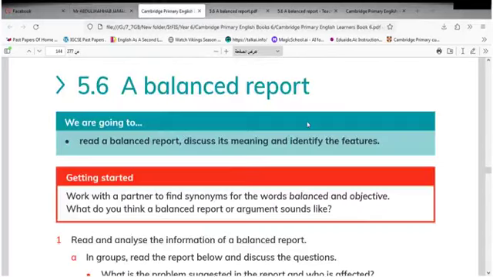Today we are going to deal with English as first language, checkpoint of year 6, primary checkpoint, Cambridge. And we are going to have an idea about a balanced report. A balanced report. This is lesson 6 from unit 5.